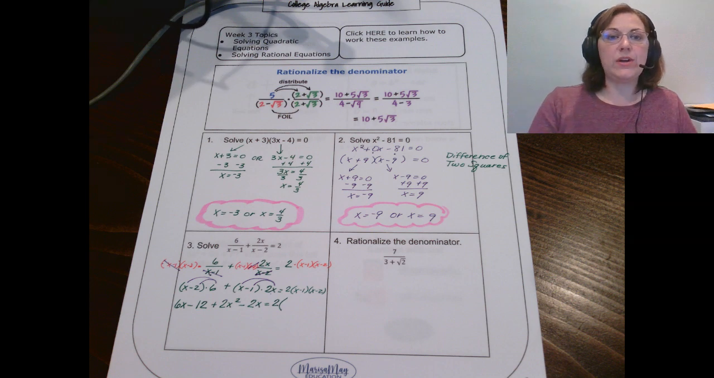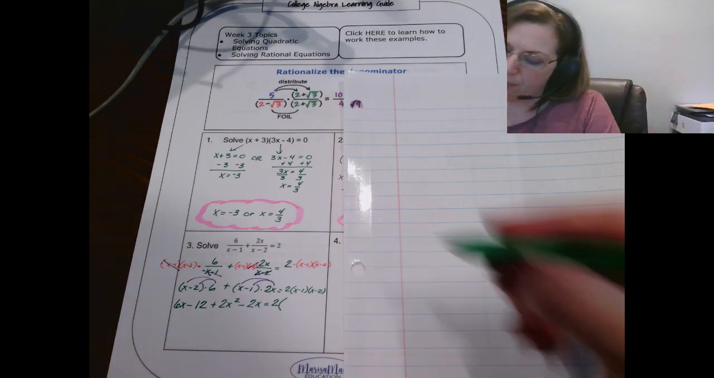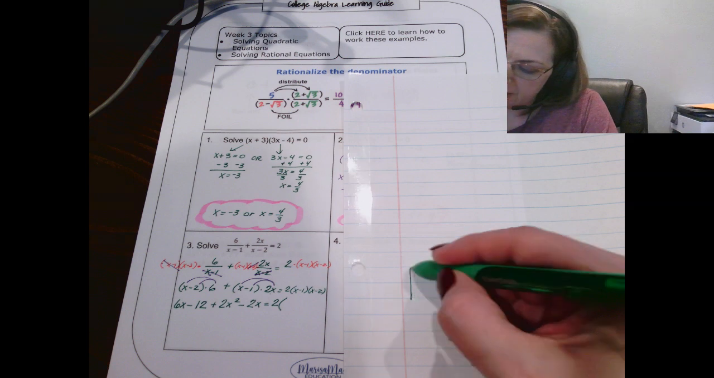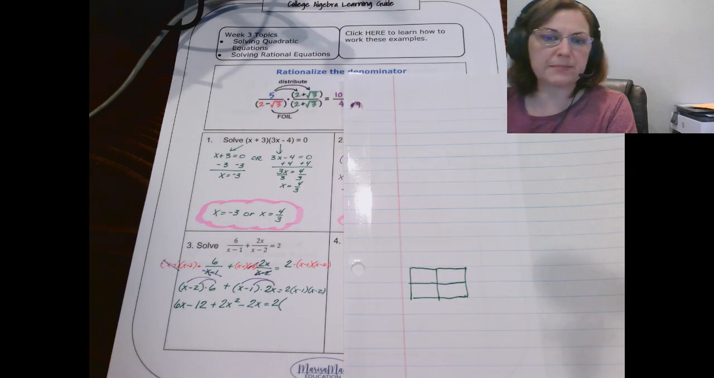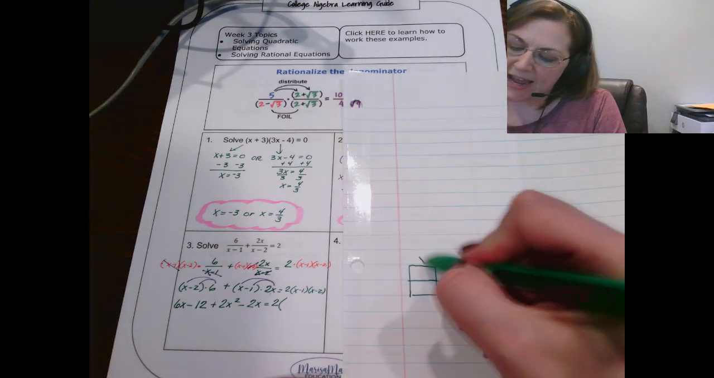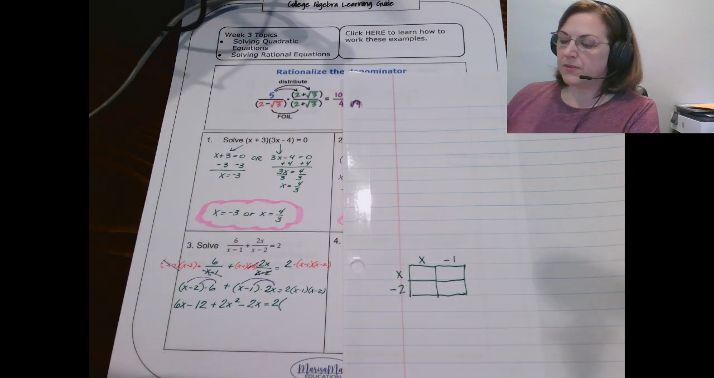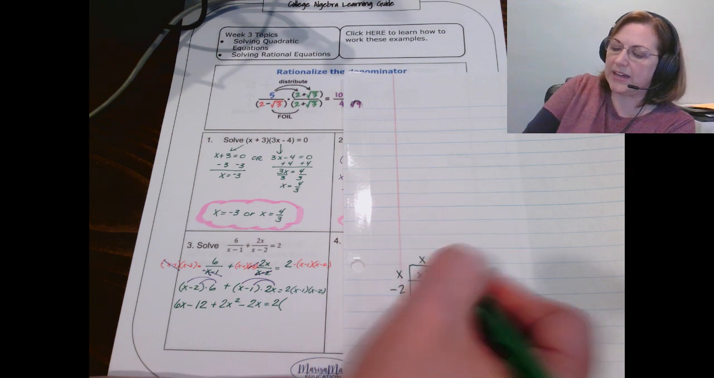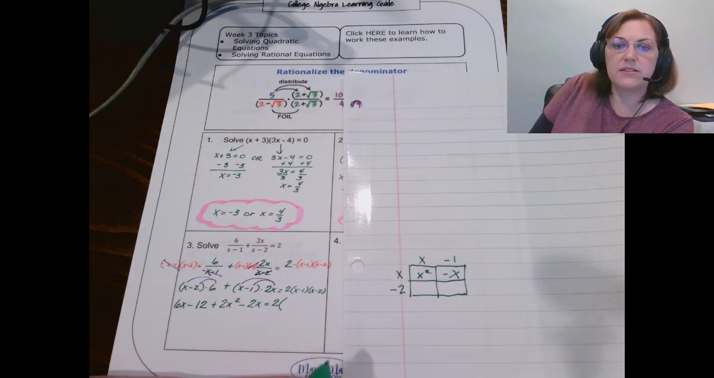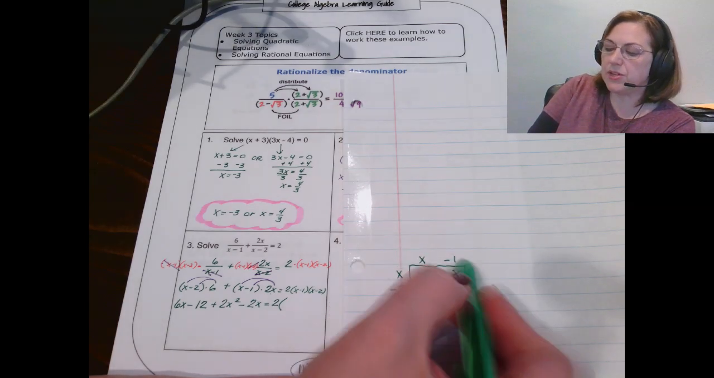And I'm going to use the box method to multiply those two parentheses. And I brought another piece of paper to help with that. So I'm just going to do it over here on the side because I didn't want to take up so much space. So I'm doing x minus 1 and x minus 2. So that leaves me with x times x is x squared. x times negative 1 is negative x. Negative 2 times x is negative 2x. Negative 2 times negative 1 is 2.